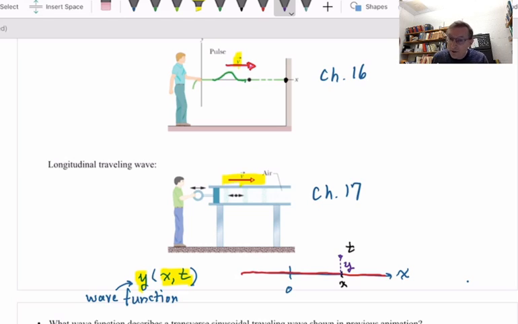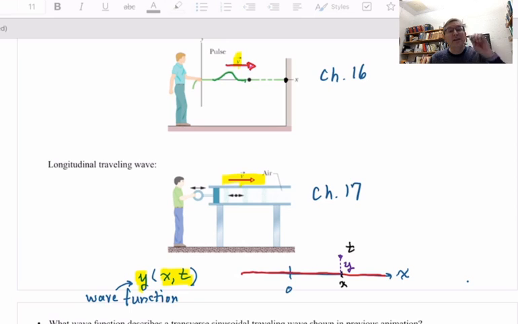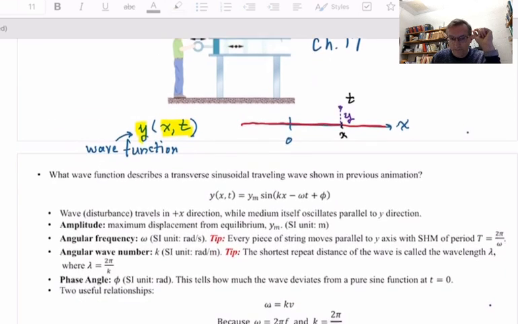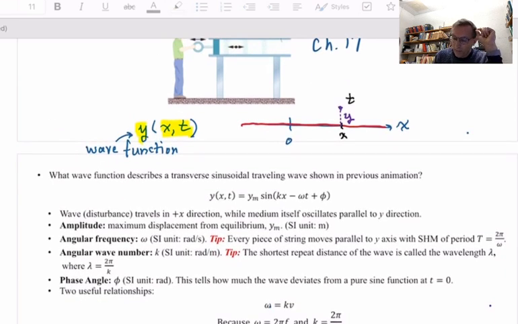Are you ready for the function? I'm just going to state it to you. But here's a hint. We call this a sinusoidal transverse traveling wave. So guess what the function's going to be? It's going to be a sine function. You could also use cosine, by the way, but this book uses sine. Here is the function.